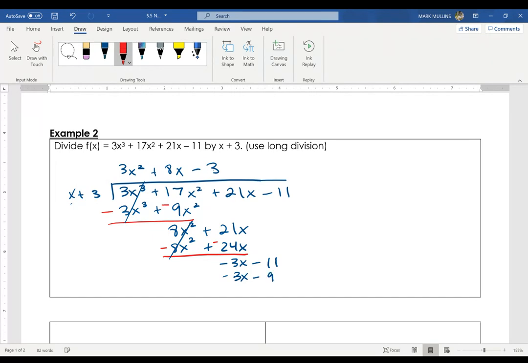But again, we have to subtract. And so that would give us a negative 2. So our answer is that we get 3x squared plus 8x minus 3. And then I'm going to write it as plus negative 2 over x plus 3.